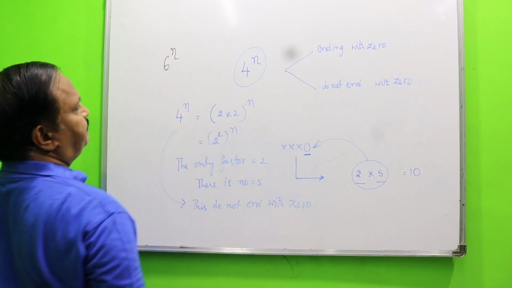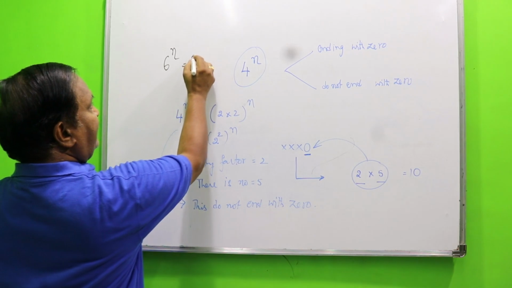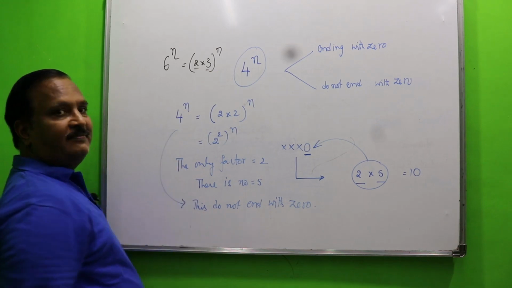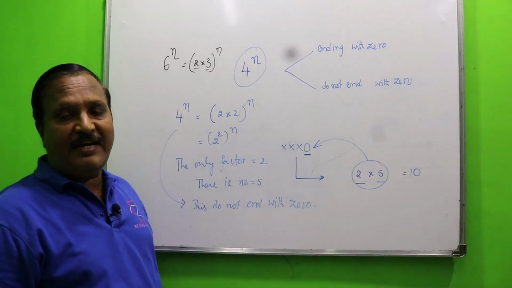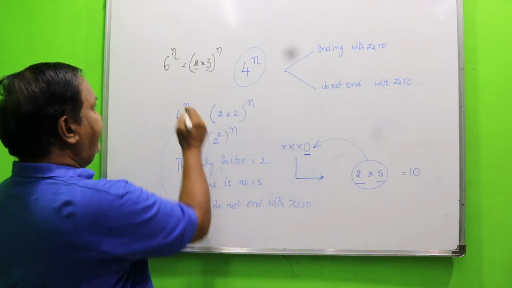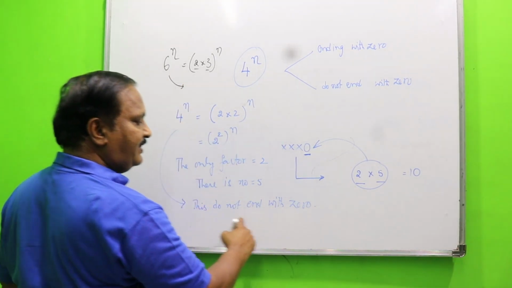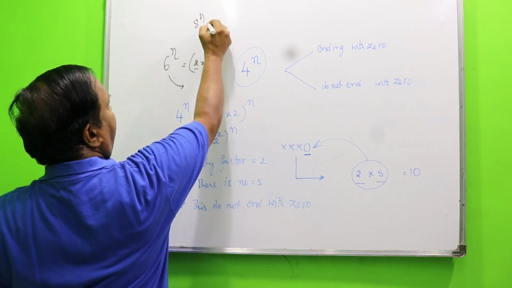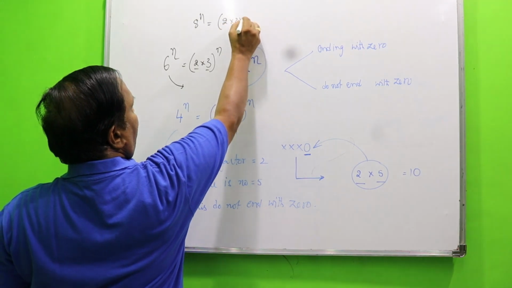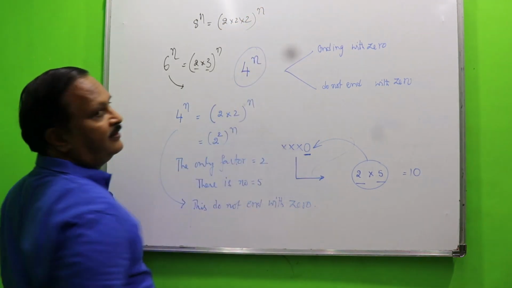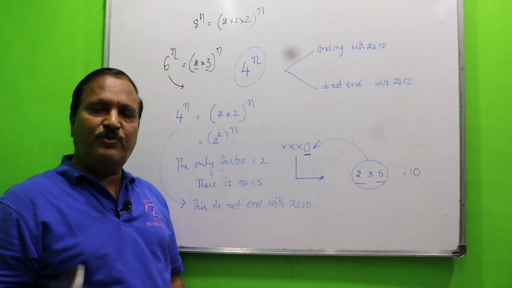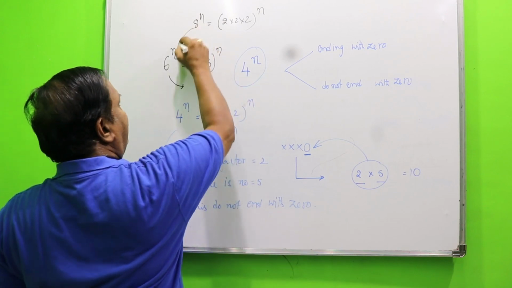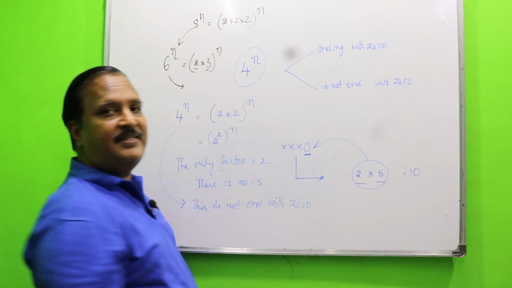6 to the power of n. So factors of 6 are 2 into 3. So there are only 2 prime factors, 2 and 3. No 5. Even this does not end with 0. You take 8 to the power of n. So 2 into 2 into 2, to the power of n. There is only one factor, 2 is repeating, so only one factor 2. There is no 5. Therefore, even this does not end with 0.